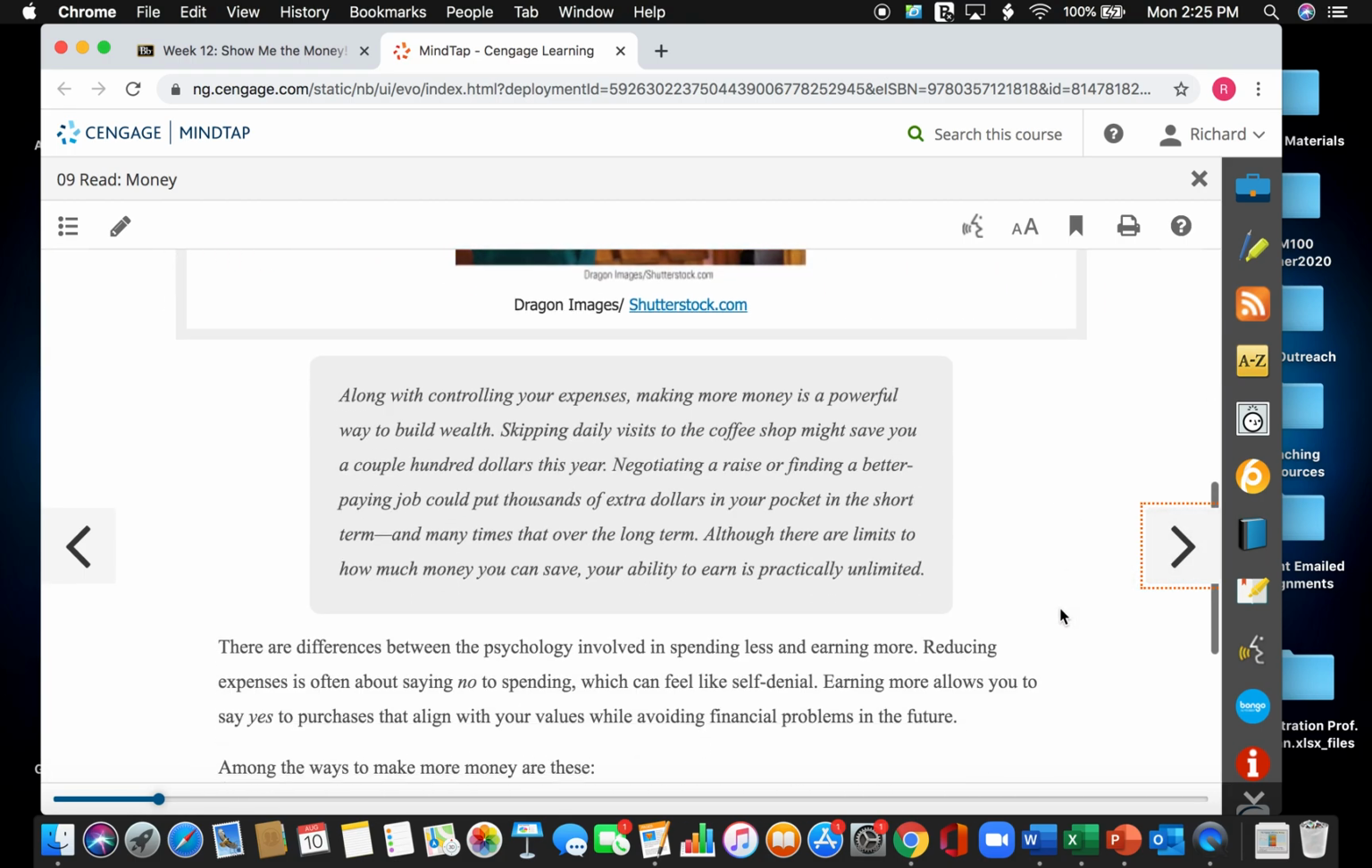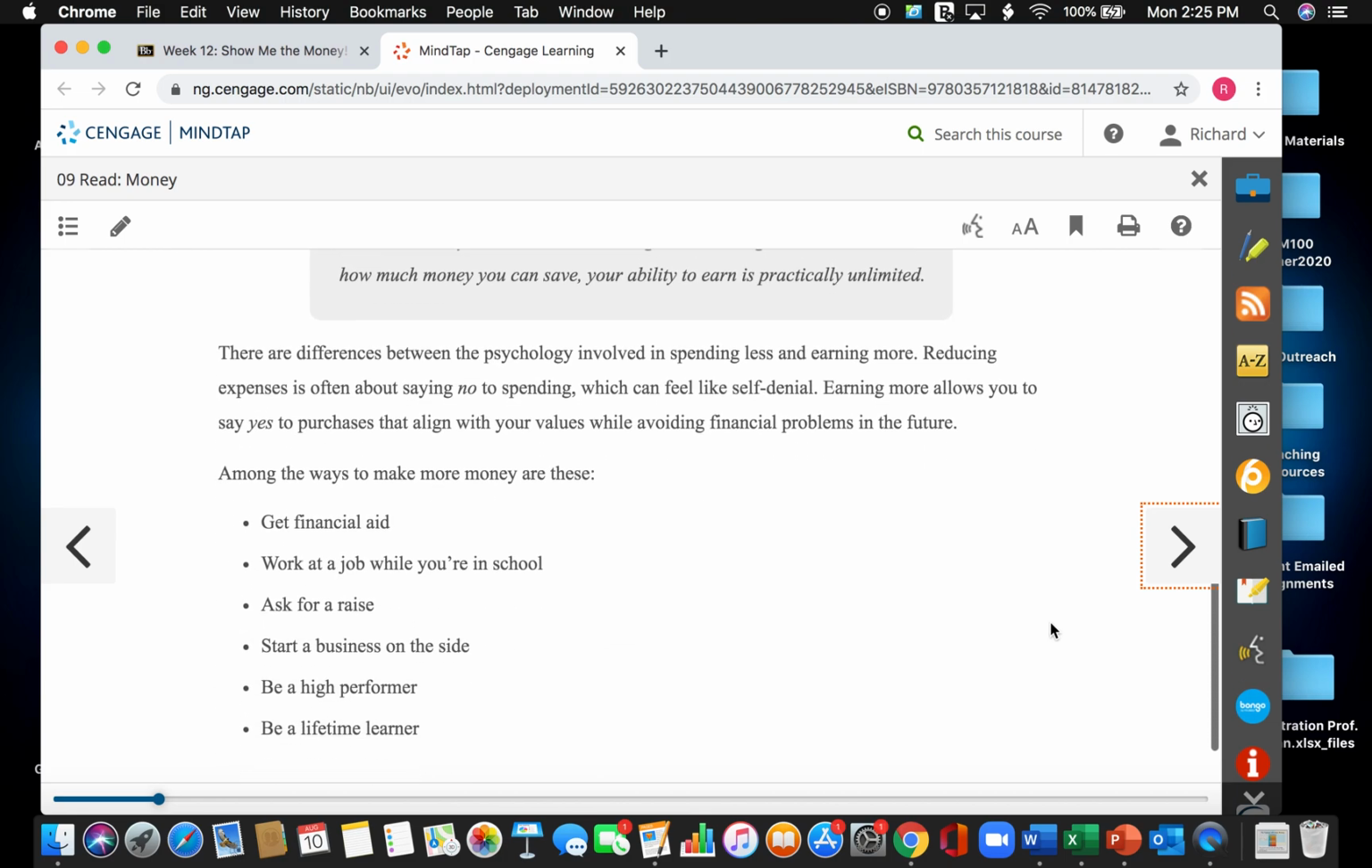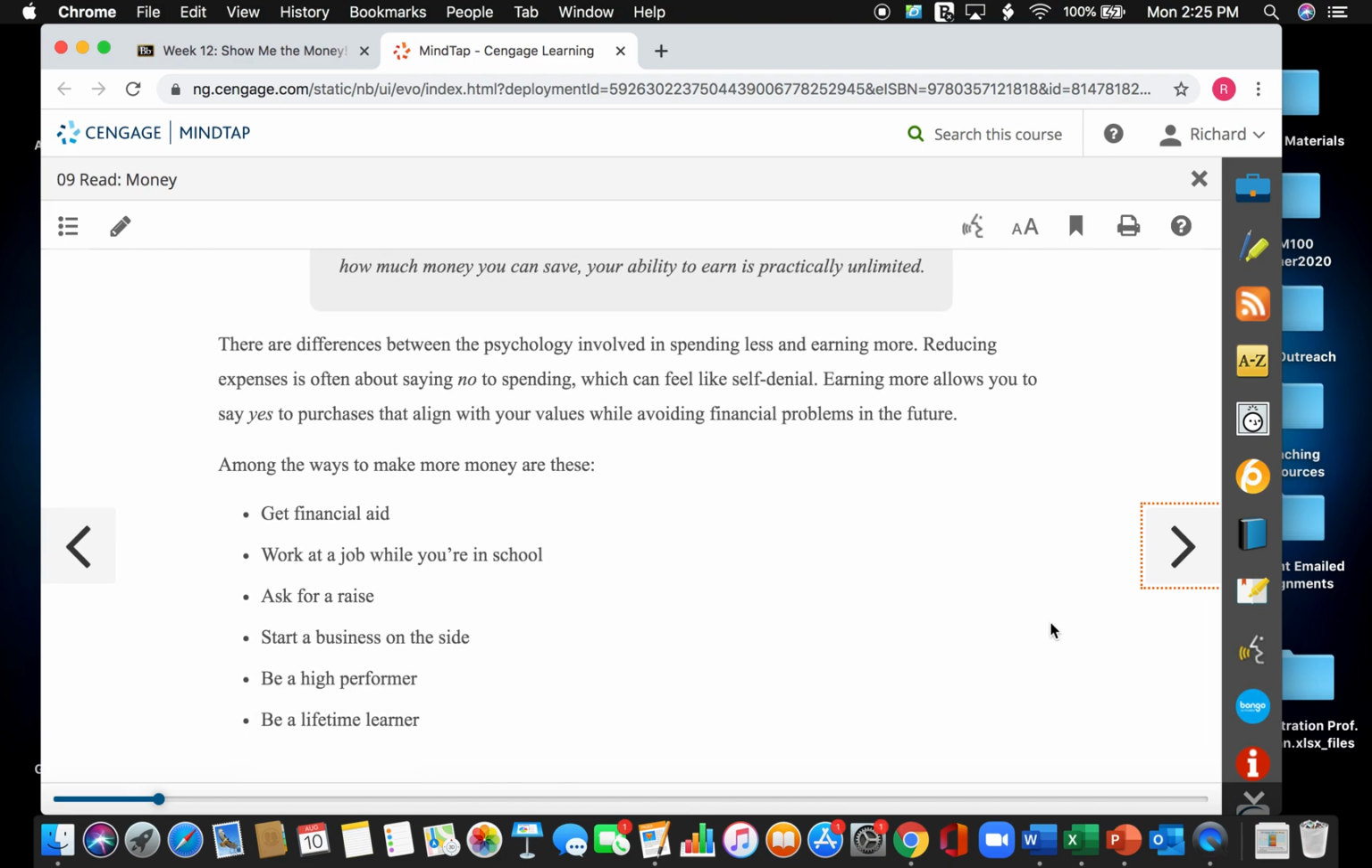So, make more money. There are differences between the psychology involved in spending less and earning more. Reducing expenses is often about saying no to spending, which can feel like self-denial. Earning more allows you to say yes to purchases that align with your values while avoiding financial problems in the future. Among the ways you can make more money are these.